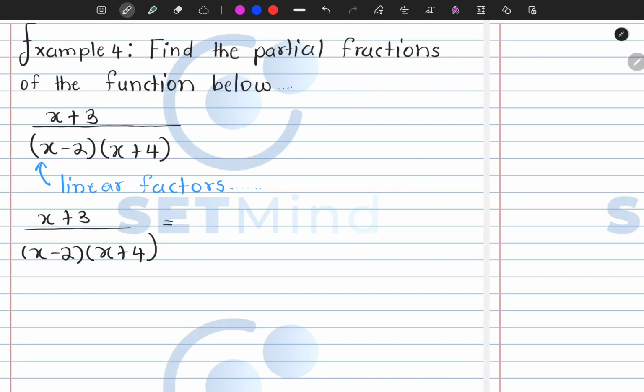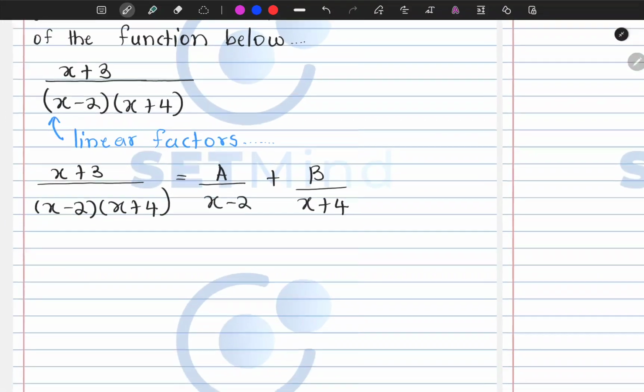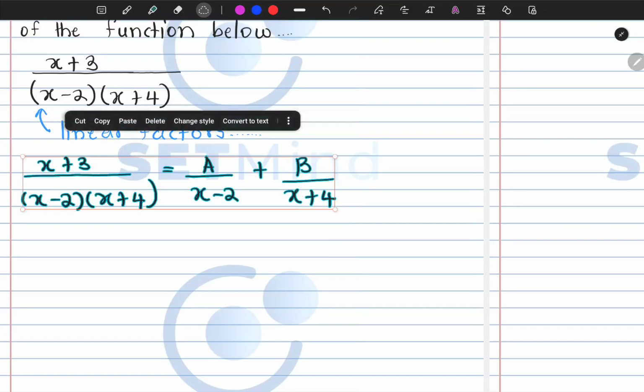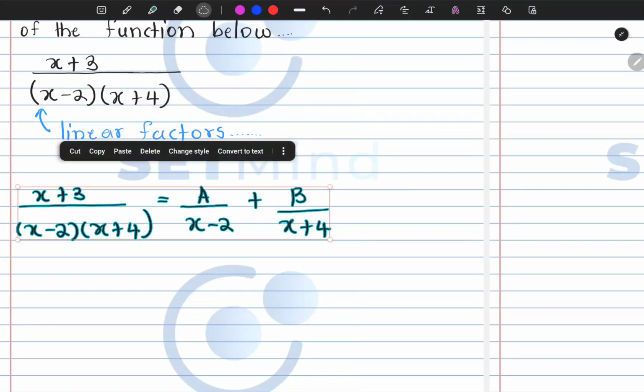So what is very important is that the degree of the numerator is 1 and the degree of the denominator is 2. So it means there's no need for us to do any long division. So all we need to say is a over x minus 2 plus b divided by x plus 4. Then what comes afterwards is just us multiplying by the common denominator.